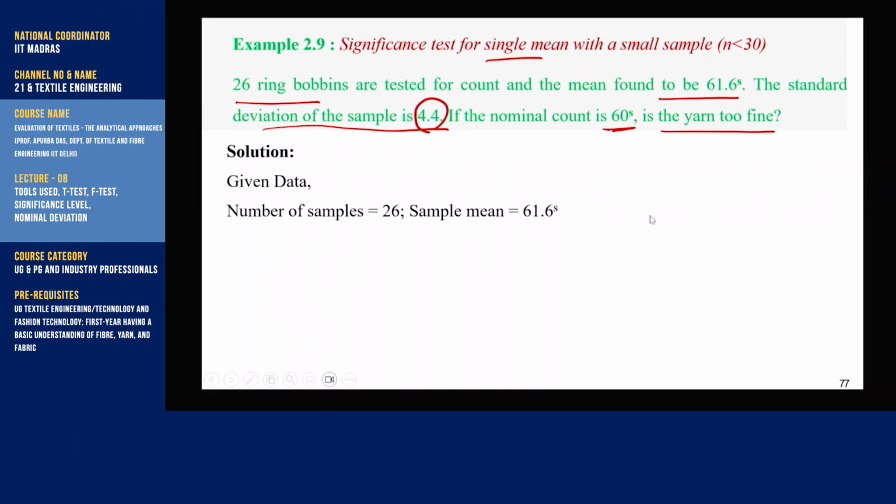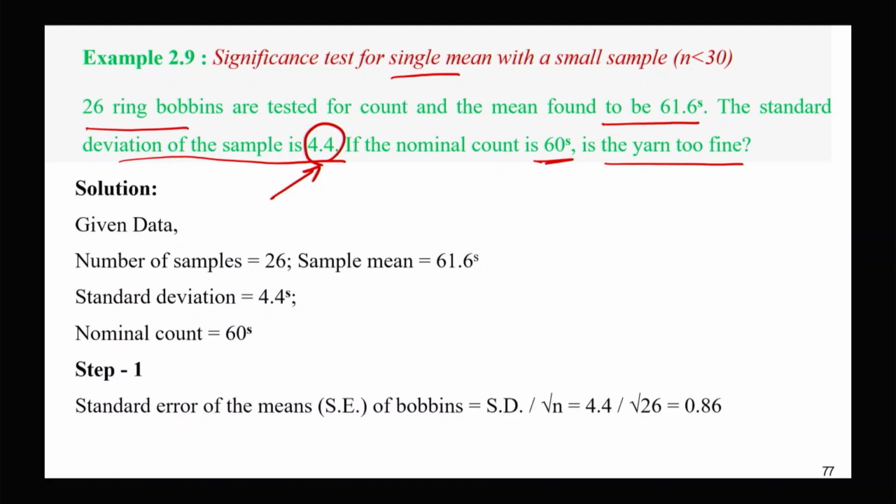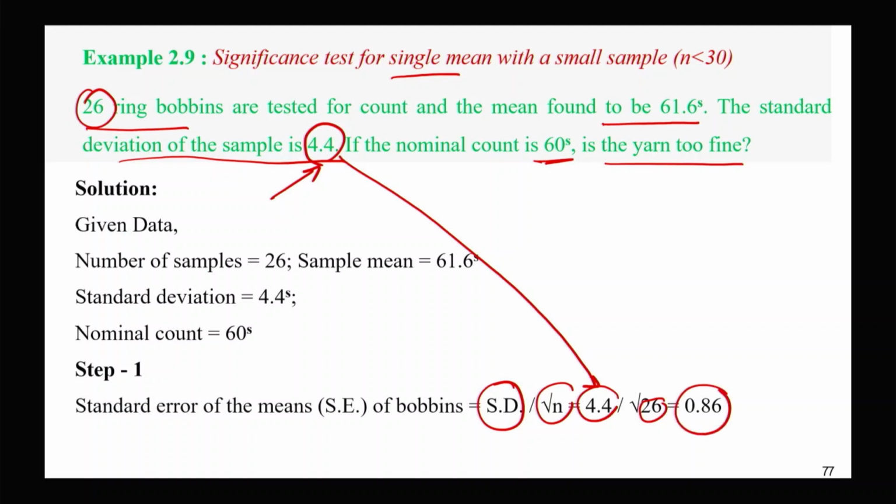So a similar problem will be there. Here again, as the population standard deviation is not there, we will be using the sample standard deviation in our calculation. So the standard deviation is 4.4, the sample mean is given, the number of samples is given, and the nominal count is 60. Step 1, the standard deviation divided by under root n. So 4.4 is the standard deviation of the sample, used in absence of the population standard deviation, divided by under root 26, and we get the standard error of mean 8.6.